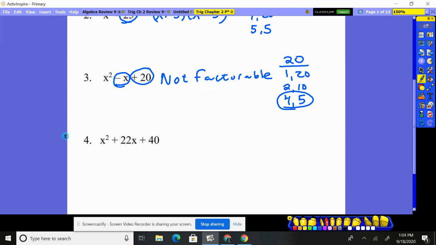Okay, you can't break him down. He's not going to break down. If it had been a -20 there, hey, I could have broken it down to a, in this case, -5 plus 4, but it was not. So that's not factorable. Okay, I tried to trick you on that one.